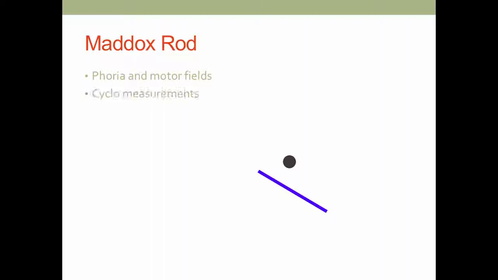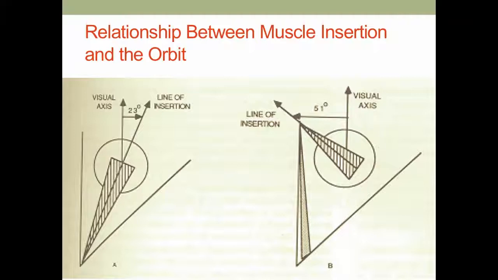cyclodeviation. Just keep in mind as we go through these, in looking at eye muscles, that the orbits tend to go in an outward direction. Therefore, the recti muscles tend to go 23 degrees outwards, where the obliques come in from 90 degrees away from it, and therefore are going to be more prominent during adduction. It's going to be the rectus during abduction and the oblique during adduction of the eyes.